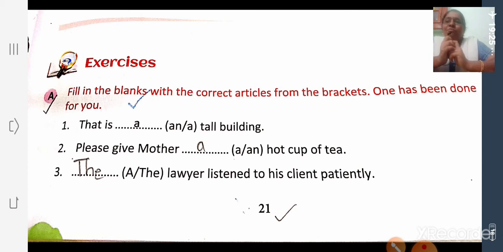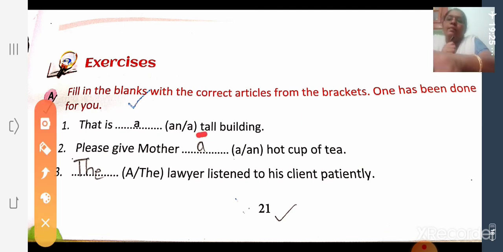Fill in the blanks with the correct articles from the brackets. Two articles are given in the bracket. We have to find out the correct one. That is dash tall building. Tall, T, consonant sound. Then, Mother, please give dash hot cup of tea. H silent, H is consonant.